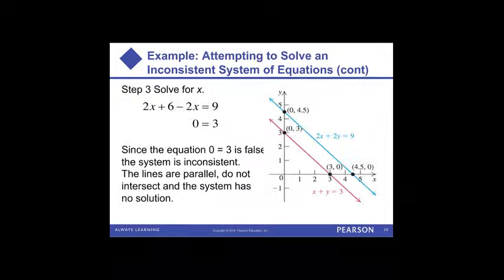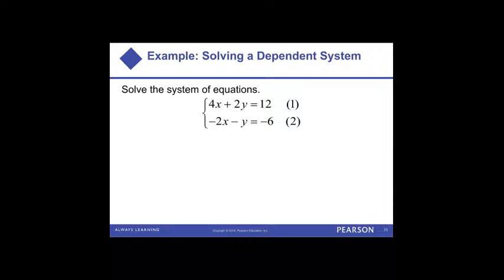Okay. All right, so we can use the same method. Let's solve. I'm going to solve for y in the second equation. So if we add and add, we get y equals negative 2x plus 6. Then take this and plug it into equation 1. So then we're going to get 4x plus 2 times this negative 2x plus 6 equals 12.